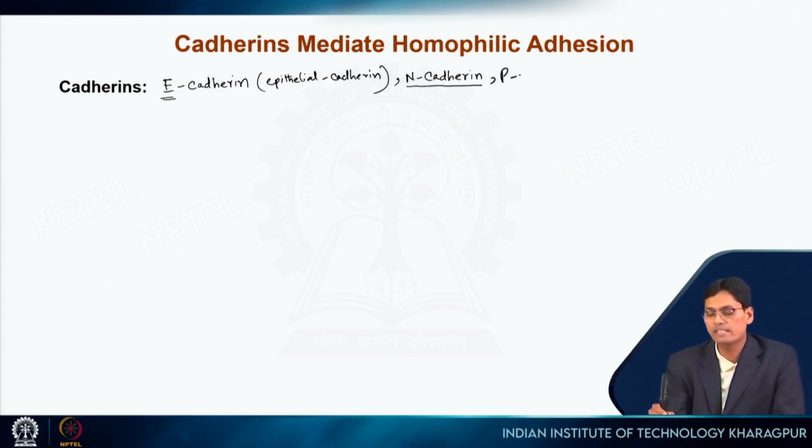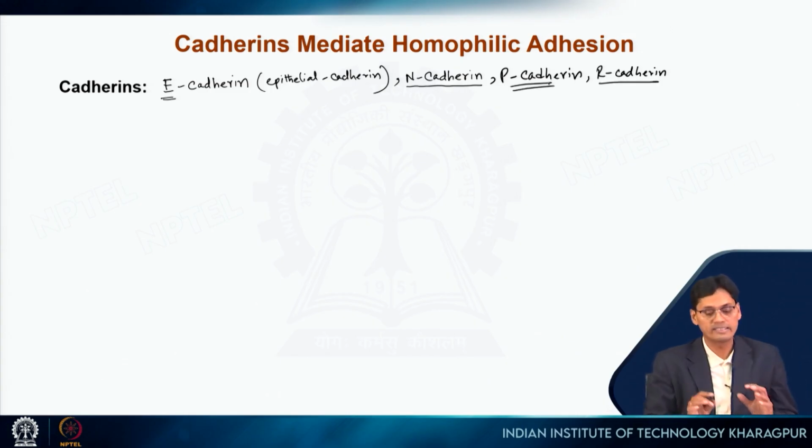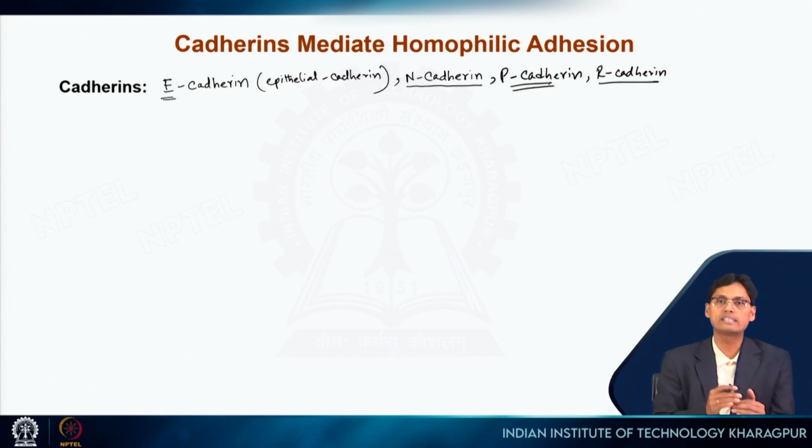Similarly, we have P cadherin, which is present in placenta, and R cadherin, which is predominantly present in our retina. So, these cadherins interact in a homophilic fashion. That means E cadherin interacts with E cadherin. Similarly, N cadherin interacts with N cadherin, and that way they support cell to cell adhesion.